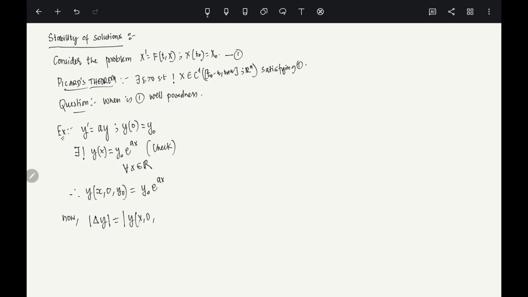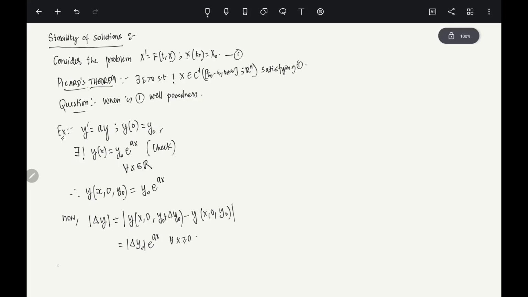And what is y at the point 0? It is y naught plus delta y naught, minus y of x 0 and y naught. So we want to see how much the solution is changing if you're changing the initial data. Now, of course, you can see that since this is linear, that will give you the modulus of delta y naught times e power x. Is it okay? This holds for all x greater than or equal to 0, right? Now this is a very simple equation, right? Now the question is this: if I'm saying that it is well posed or not, that is a tricky question.